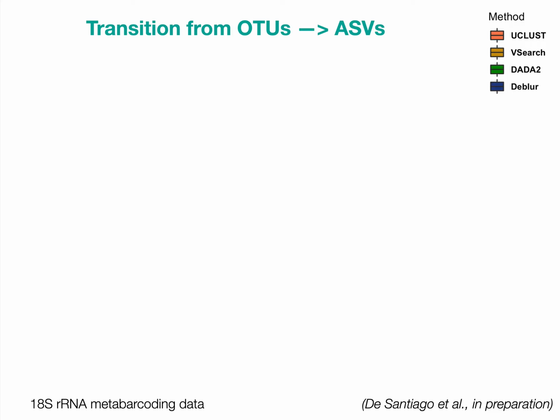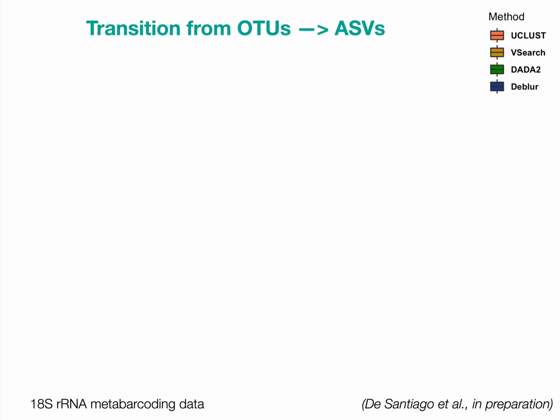So the first thing that we wanted to use these two data sets to look at was, how does this transition from OTUs to ASVs impact the way that we're looking at data? So we've been carrying out a series of tests with both of these data sets and evaluating the 4 major bioinformatics pipelines that people have been using to analyze these data sets in the past and now.